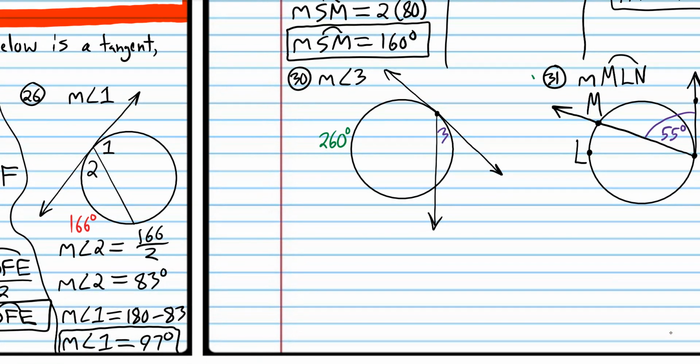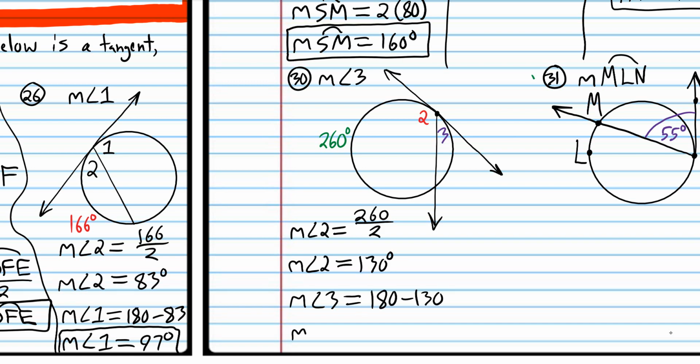So I'm going to name this angle angle 2, and so the measure of angle 2 is equal to 260 divided by 2. So the measure of angle 2 is equal to 130 degrees. And the measure of angle 3 is just equal to 180 minus 130, and that would equal 50 degrees.